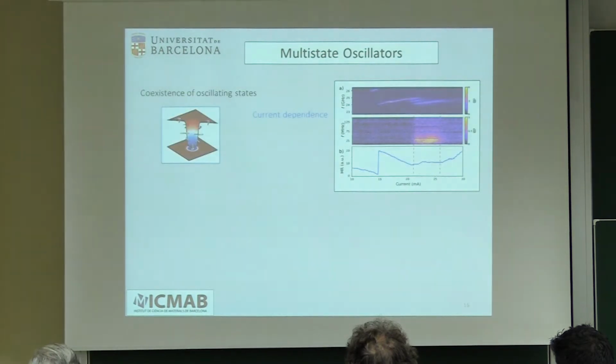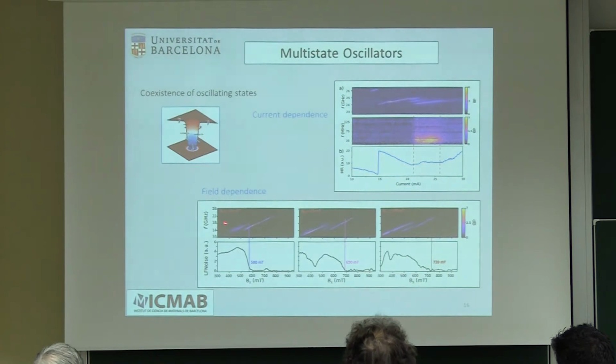Actually, let me show it here. Maybe it's more clear. There are 3 states there. And actually what we see is that if we apply a magnetic field, when the magnetic field is large enough, we jump to a single oscillation state. But when it's low, we have several oscillation states.